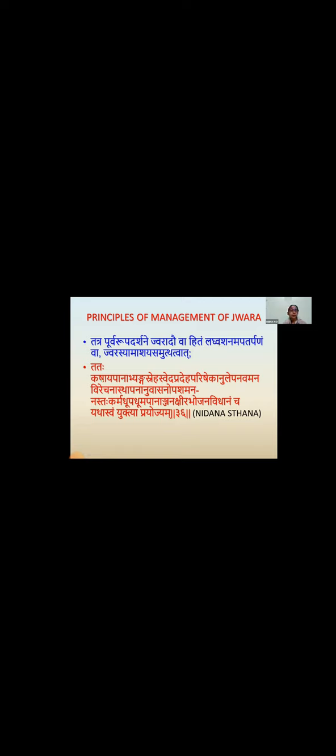Okay, and next is telling the different lines of treatment like kashaya pana, abhyanga, sneha, sweda, pradeha, parisheka, anulepana, vamana, virechana, astapana, anuvasana, all these things, the nasya karma, dhupana, dhumapana, anjana, kshira prayoga or bhojana vidhi, everything yatasam yuktya prayojyam. So these are all the different kinds of principles which are going to be explained in the Chikitsa Sthana.